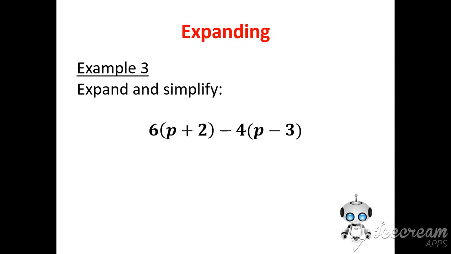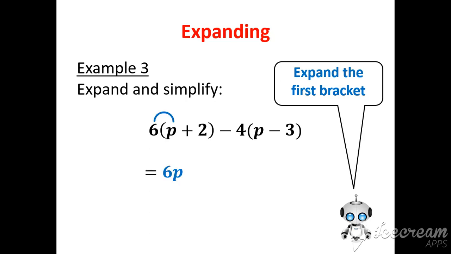Right, now we're getting really tricky. Here's our last example. Expand and simplify: 6(p + 2) - 4(b - 3). Right, let's expand the first bracket. 6 times p is 6p plus 6 times 2 is 12.